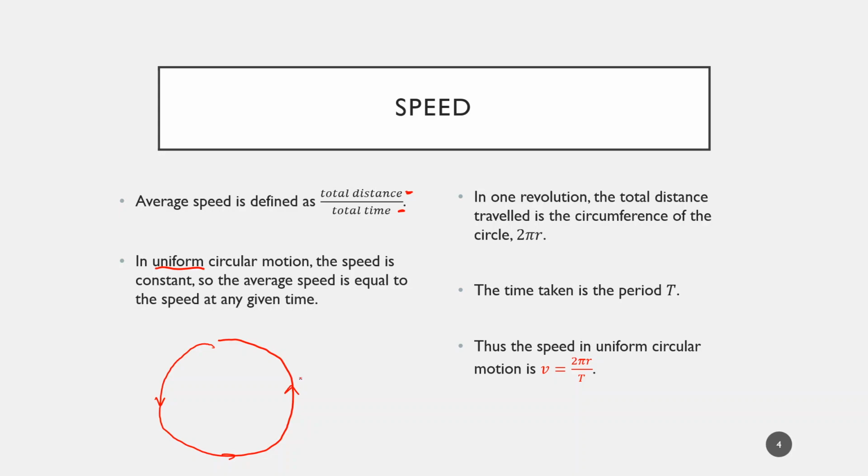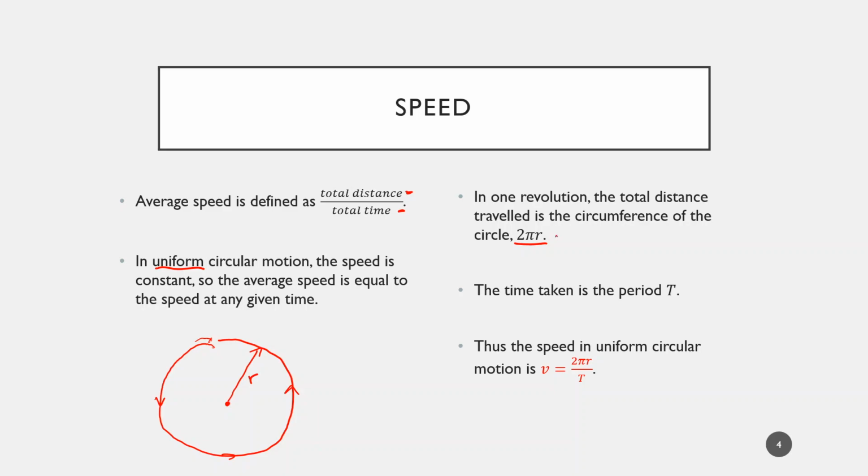Okay, and it has completed one period. Now, if that is the radius of this particular circle, how far has that object traveled in one period? Well, that would just be the circumference of that circular path, right? So the distance that this object has traveled is just the circumference, 2 pi r of that circle, if we know the radius. And the time taken to complete that journey is just the period, because the period is the time taken to complete one full revolution.